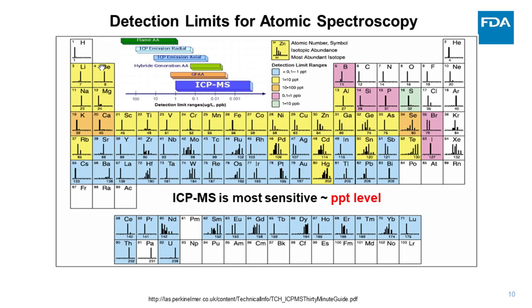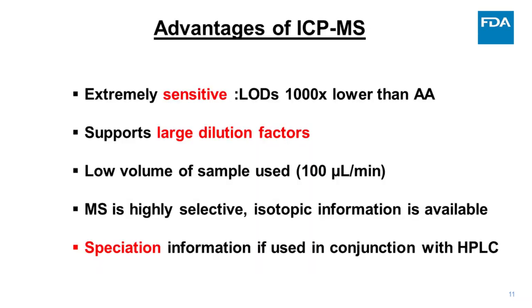Another advantage: the graphite furnace is also in the parts per trillion range, but the advantage of ICP-MS is that it is a simultaneous technique, which means we can do multiple elements at the same time, compared to graphite furnace or flame absorption, in which you can do only one element at a time. So that is another advantage. It's very rapid and very sensitive, and we can pick up any element across the periodic table and easily do it by ICP-MS at a very sensitive level.